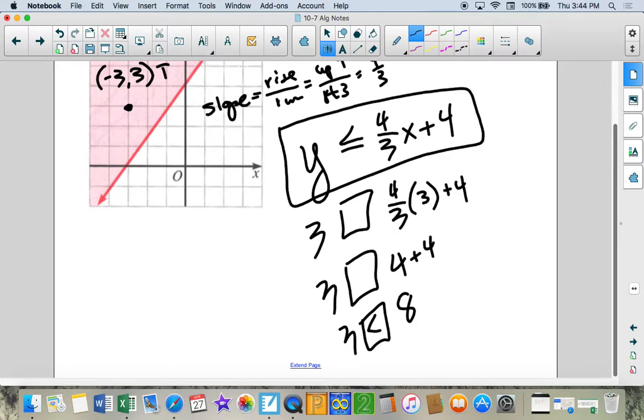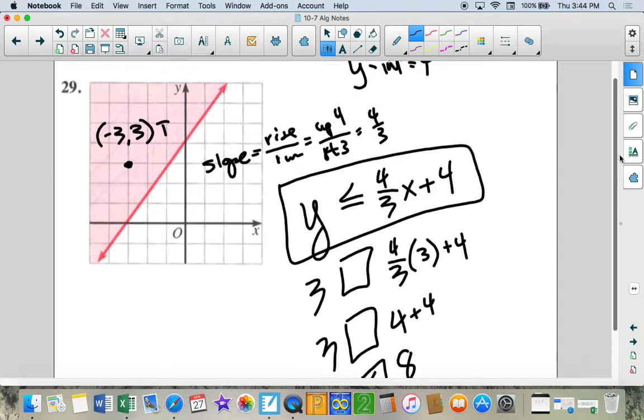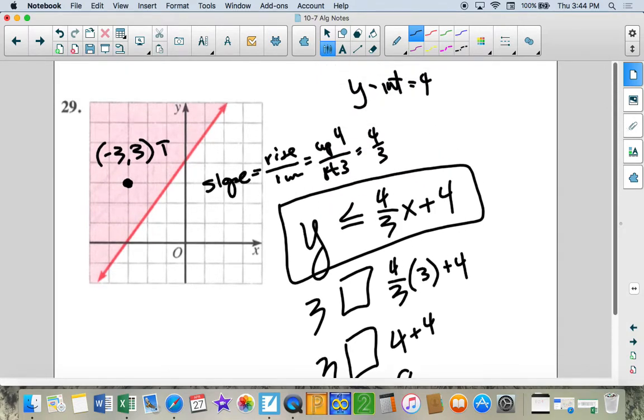We have to make this a true statement because when we plugged in the value, it's coming from the true side. So that's how you can do that problem. That's a fun one.